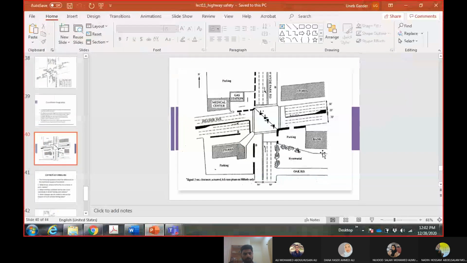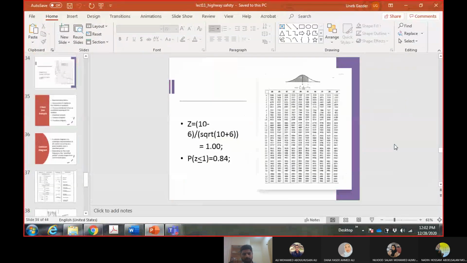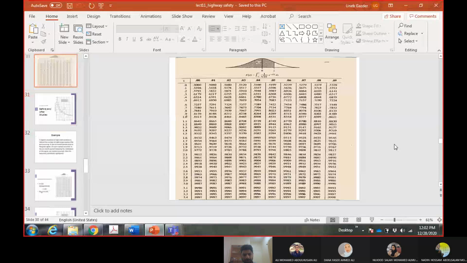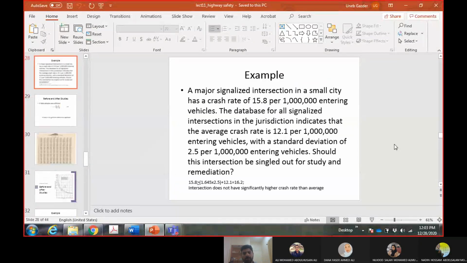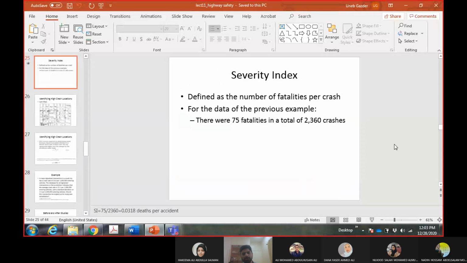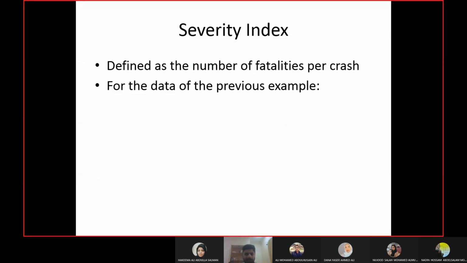Okay, we are going to continue with the topic of highway safety. We started with some calculations last time regarding the calculation of crash rates, and today we are going to see how we can use these crash rates. But first of all, we needed to calculate another ratio which is known as severity index.